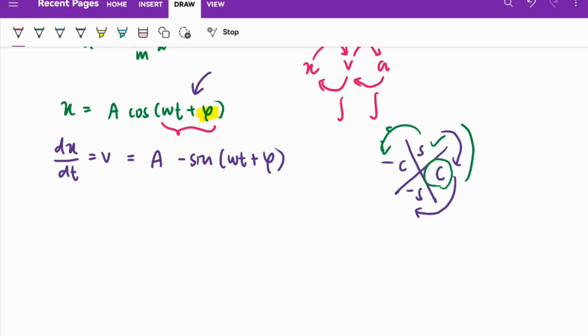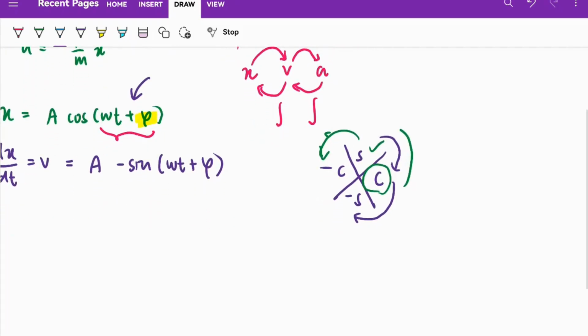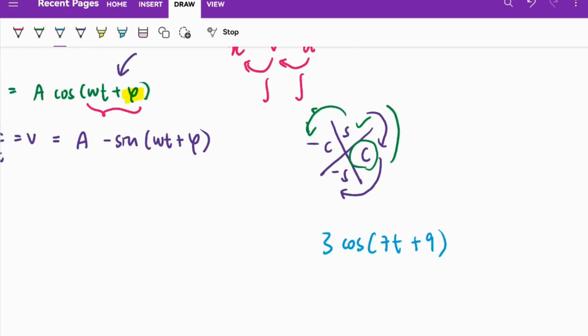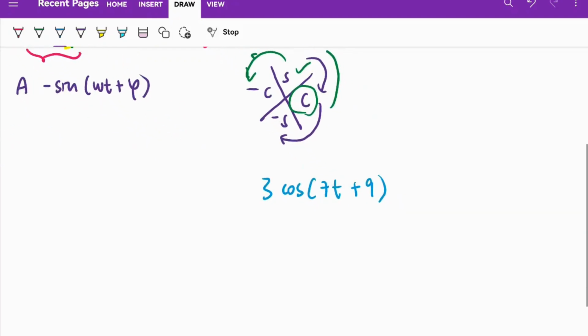So, if you struggle with differentiating constants, I suggest you use numbers first. That is how I used to do it. So, okay, let me give you an example at the side here. Let's say we have 3 cos of 7t plus 9. Because omega is a constant, so is phi, and t is just the variable there, right? Okay. So how would you differentiate this?